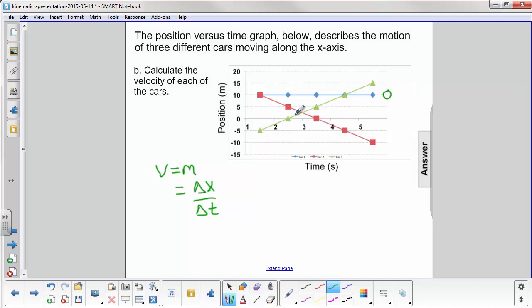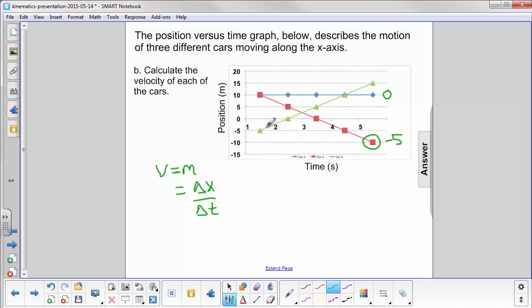Car 2, which is the red squares here, you would pick 2 points. So let's take this point here. We have 1, 2, 3, 4 seconds, and it travels a distance of 20 meters. 20 divided by 4, 5 meters per second. But it's negative. The slope here is negative, so that's a negative 5 meters per second.